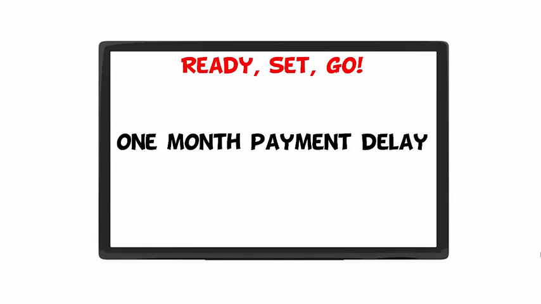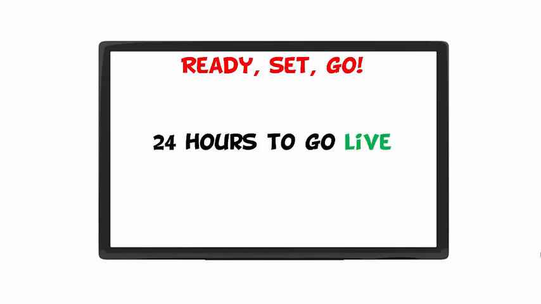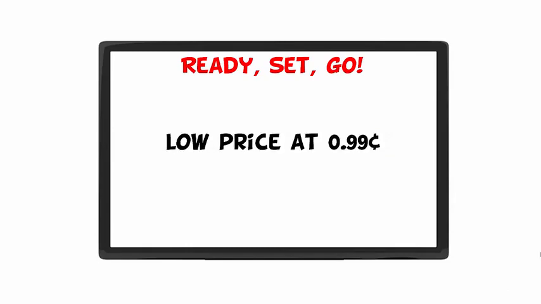There is approximately a 1-month delay between sales and payment. In other words, January sales will be paid in March. It generally takes approximately 24 hours to go from uploading your book to seeing it live on Amazon. The lowest price you can make your book is 99 cents.